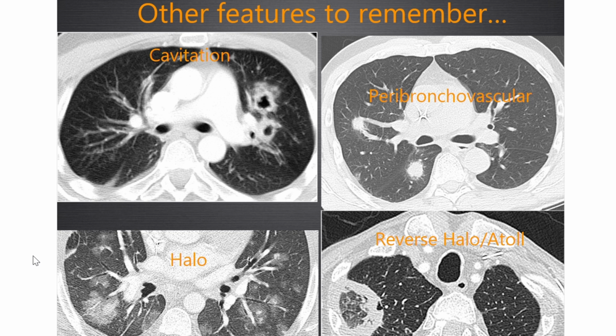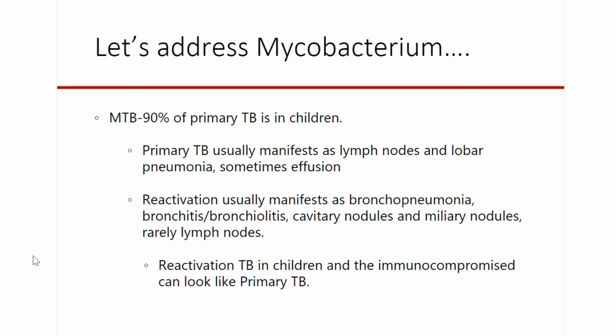All right? So cavitation is a very powerful feature of aggressive organisms. So is a peribronchovascular location. Right? We did micronodules. Peribronchovascular is for macronodules. Halos and reverse halos can also be indicative of atypical organisms. Okay.